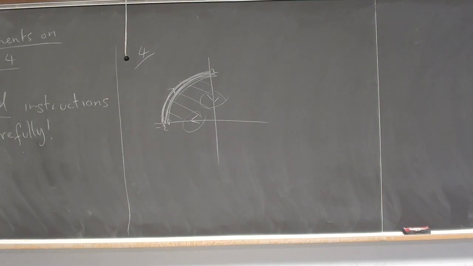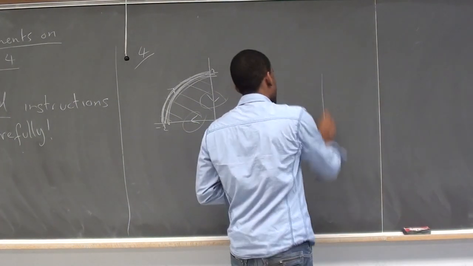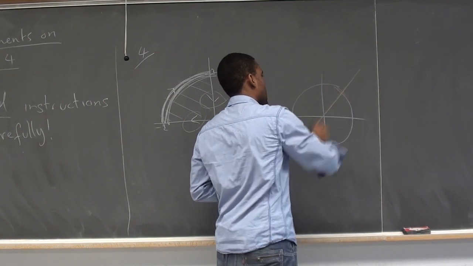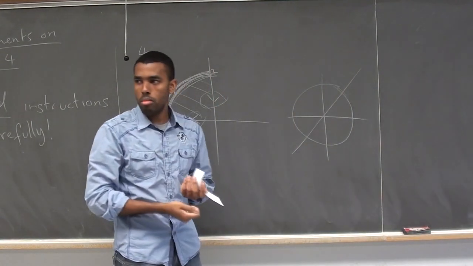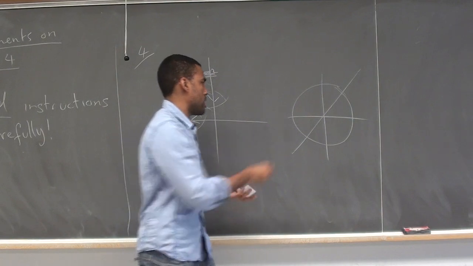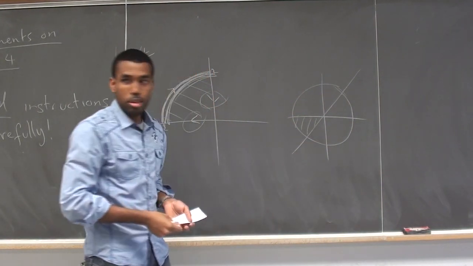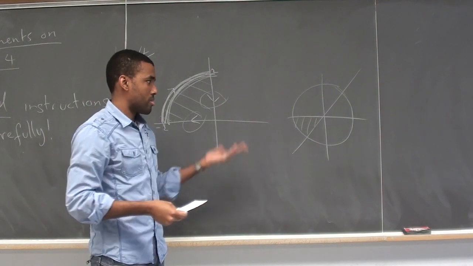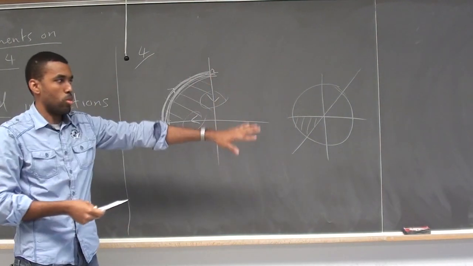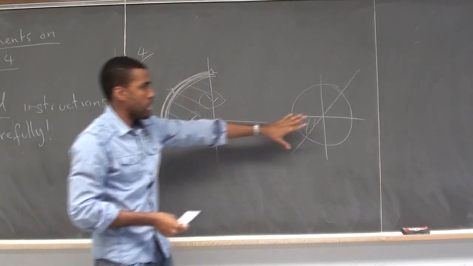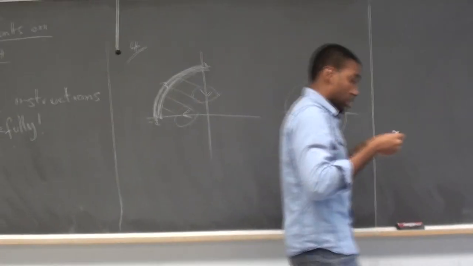Some people drew a circle and a line, and they shaded something like here. I don't really know what happened there. I can't really comment. But that, no. It should look like this, only a quarter of the circle. I didn't know what that line was about.